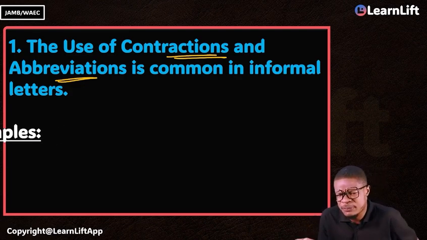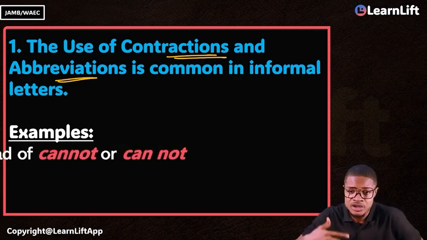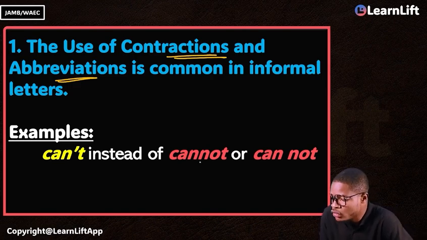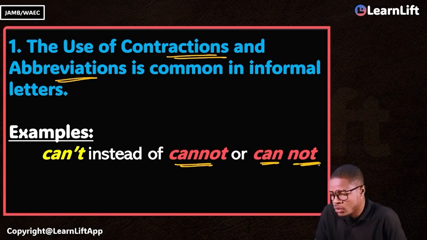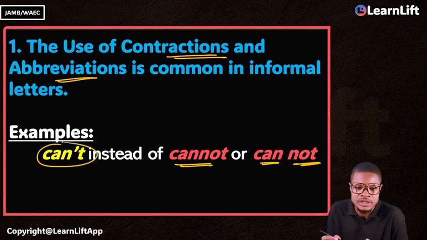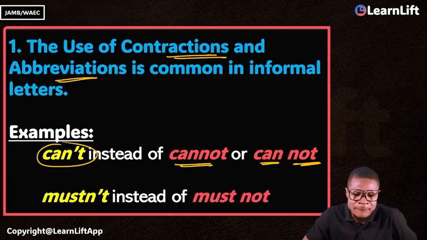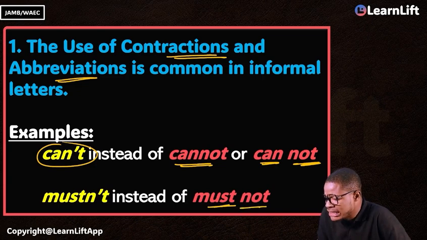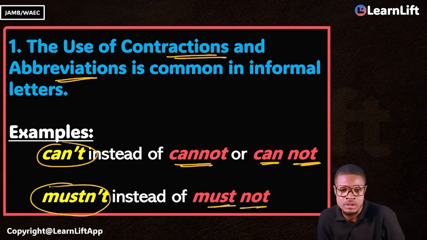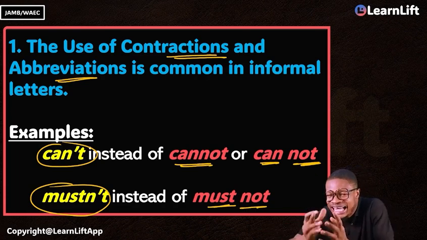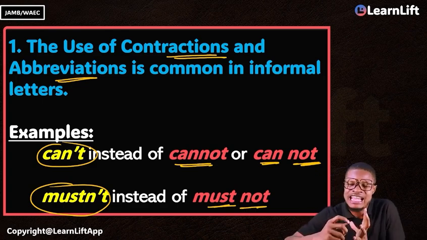What do you mean by that? Very simple. The examples of these contractions and abbreviations are things like can't. So instead of me to write cannot, what can I just write? I'll just use can't. Here you see, I've shortened it. That's contraction. Another example is, instead of me to say must not, what will I just use there? Mustn't. That's what? Contraction. Are you seeing it now? Shall not, shan't. Contraction. Would not, wouldn't. Contraction. I have shortened it.